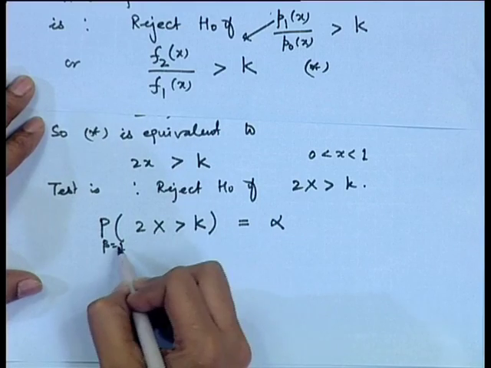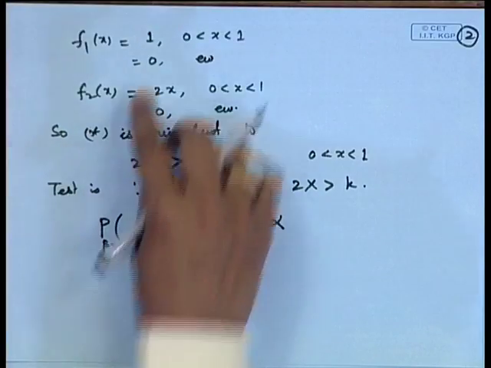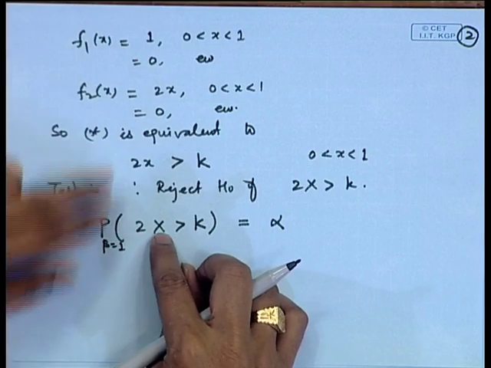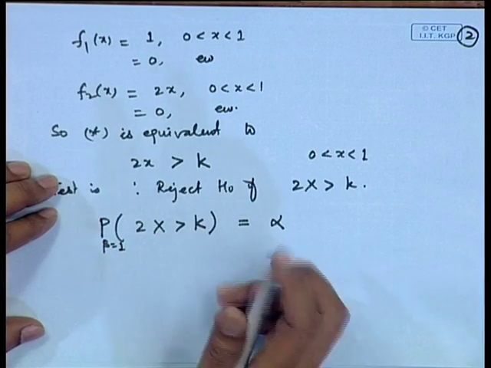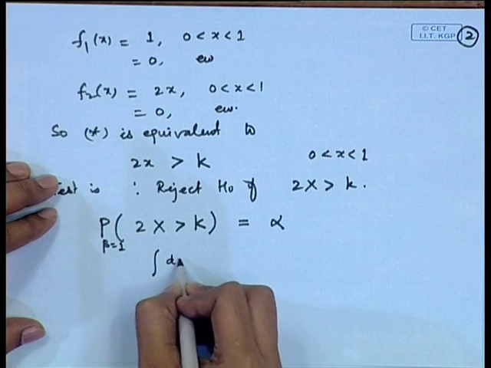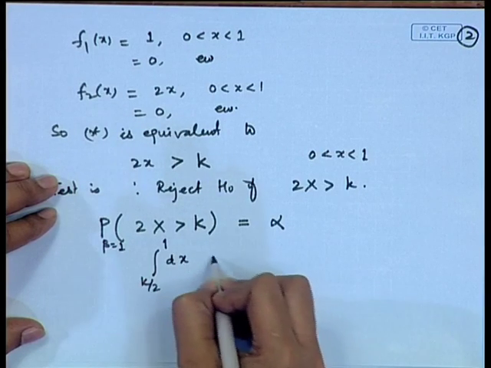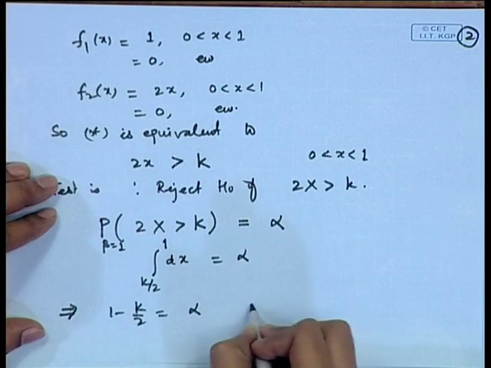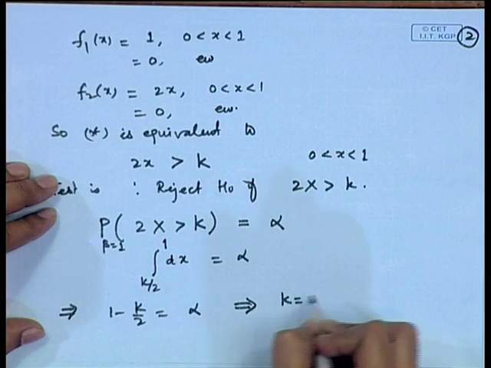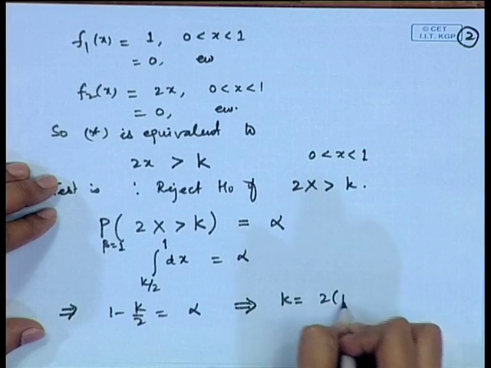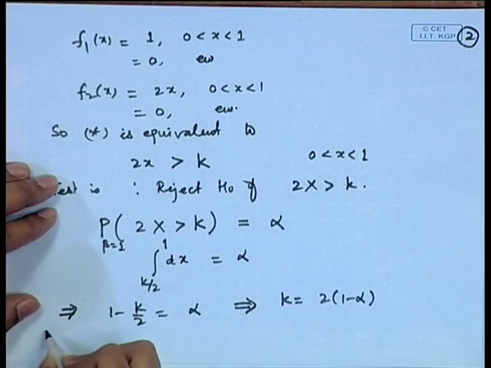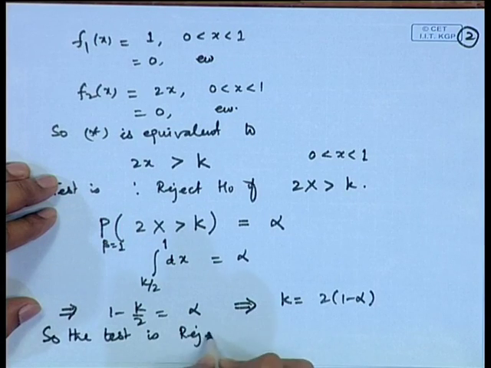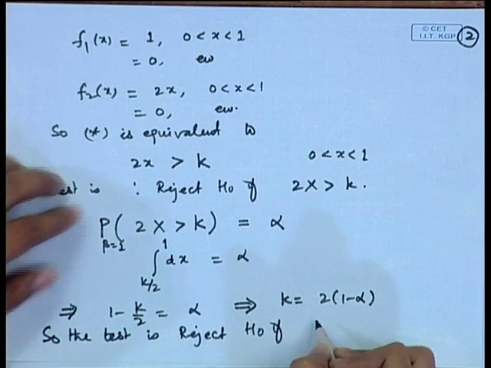Now, when beta is equal to 1, we have written here the density is uniform distribution. So, this value can be calculated, this is probability of x greater than k by 2. So, this becomes integral of dx from k by 2 to 1, this is equal to alpha, or you can say 1 minus k by 2 is equal to alpha, which is implying k is equal to twice 1 minus alpha.